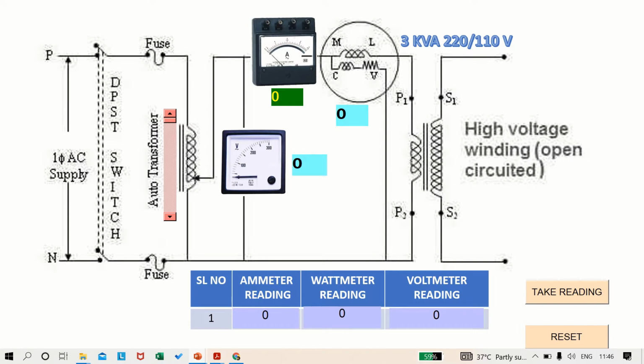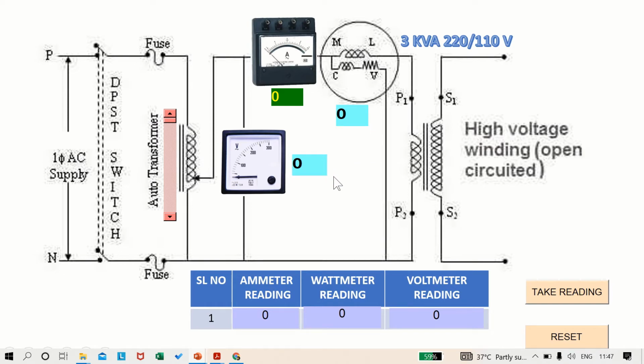Through this video, I am going to demonstrate how to perform OC and SC test on a single phase transformer. I have taken one 3 kVA 220 by 110 volt single phase transformer. To perform the OC test, the high voltage side is generally open circuited and all the meters are connected on the LV side.